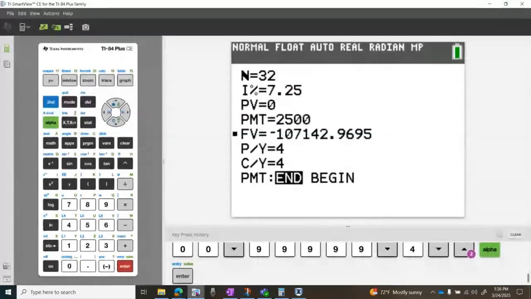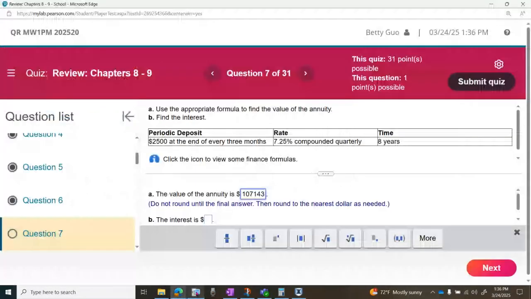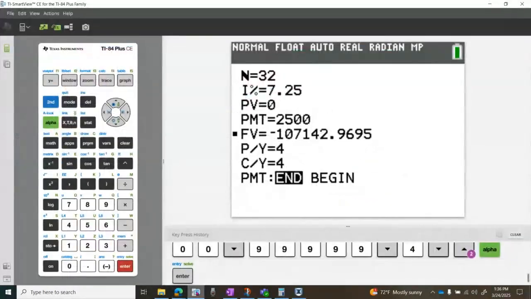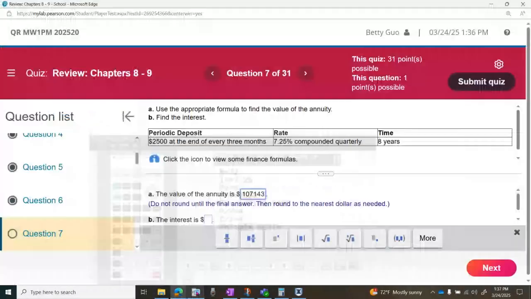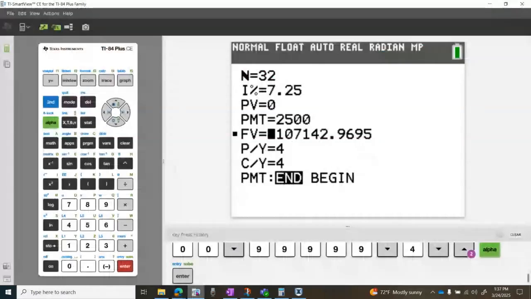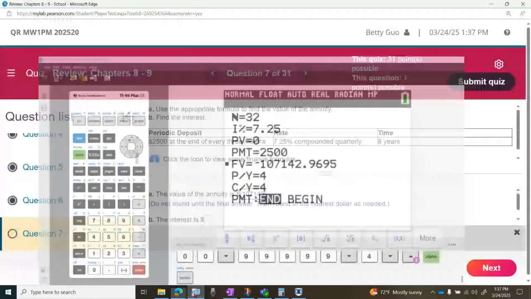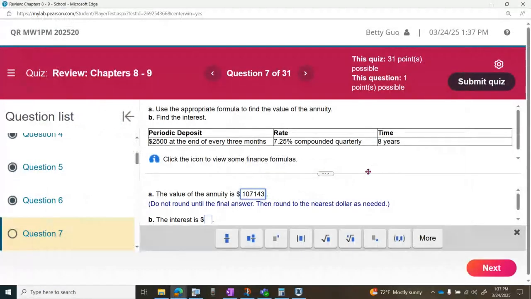107, double check, 143. It is 4 times a year for 8 years, 32. Payment $2,500. 7.25% interest rate. Okay, looks good. Everything is fine. $107,143. Okay, that's part A.